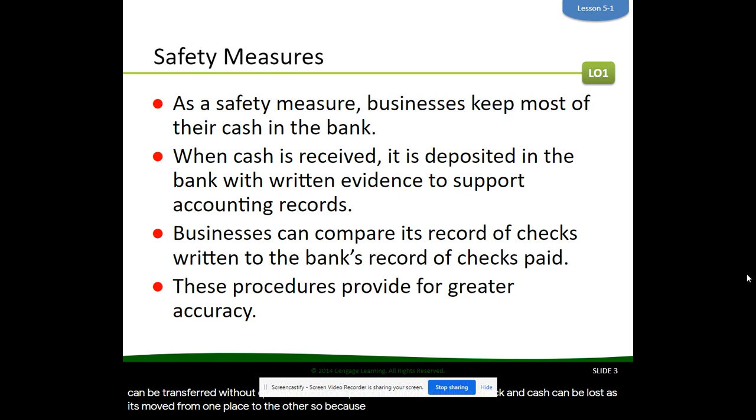So, because there are these likelihoods of errors, what businesses need to do is put some safety measures in place. As a safety measure, businesses keep most of their cash in the bank. When cash is received, they're going to deposit the money in the bank with written evidence to support the accounting records. We're going to talk about that a little bit more in a minute. Businesses can then compare their record of checks written to the bank's records of checks paid, and we're going to focus on that in a later section. All of those safety measures together are going to provide greater accuracy.